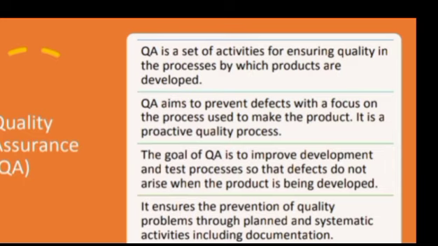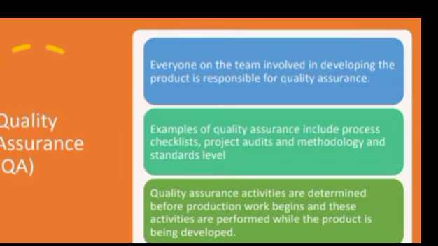is being developed. It ensures the prevention of quality problems through planned and systematic activities including documentation. Everyone on the team involved in developing the product is responsible for quality assurance. Examples of quality assurance include process checklists, project audits, and methodology and standards. Quality assurance activities are determined before production work begins, and these activities are performed while the product is being developed.